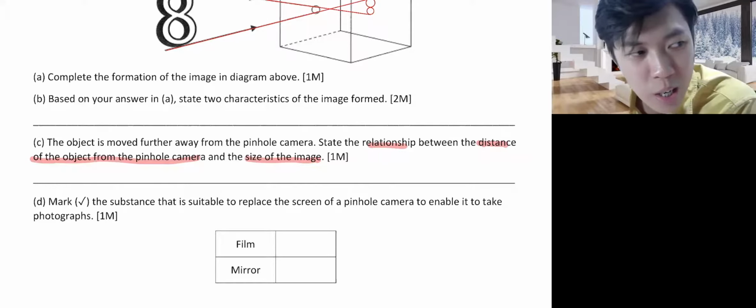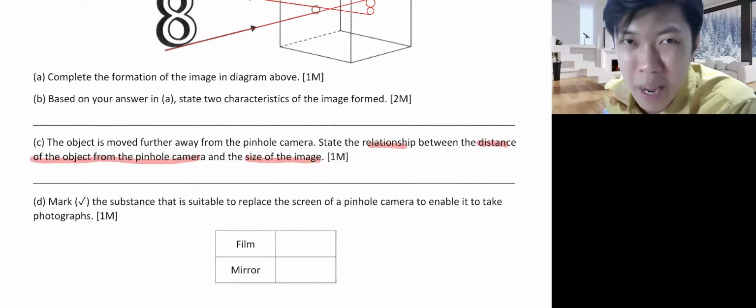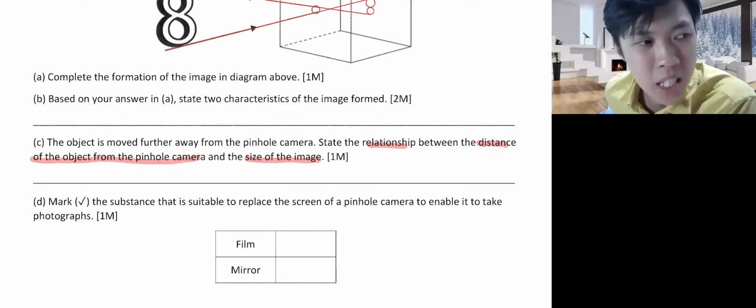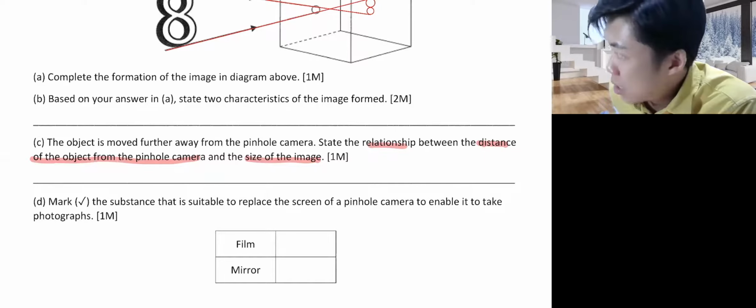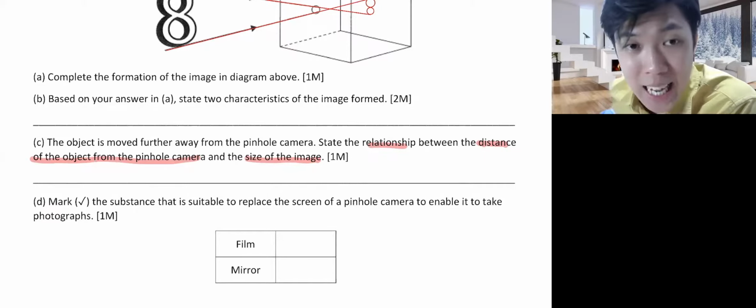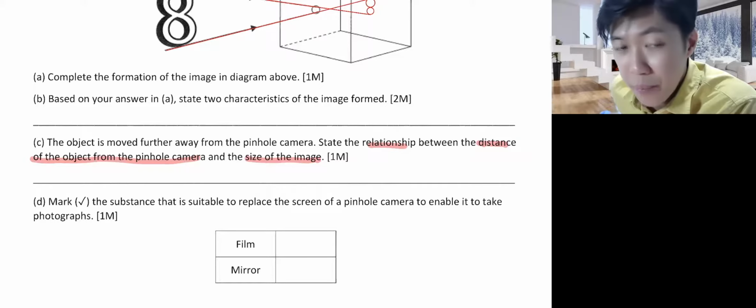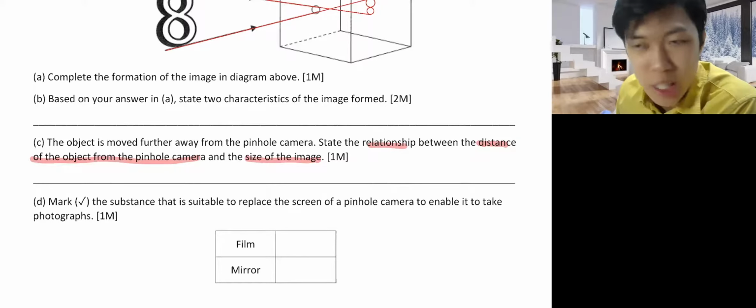So, roughly, you don't have to follow exactly my answer, but the further the distance of the object from the pinhole camera, the smaller the size of the image. Okay? All right. Like question D.